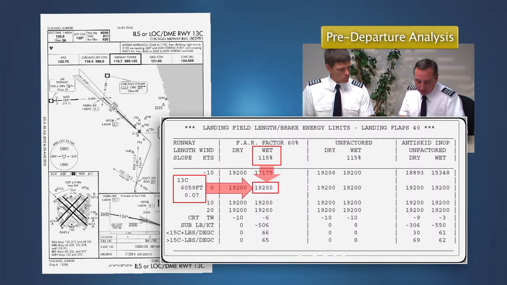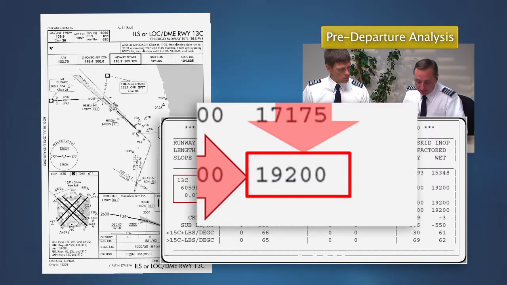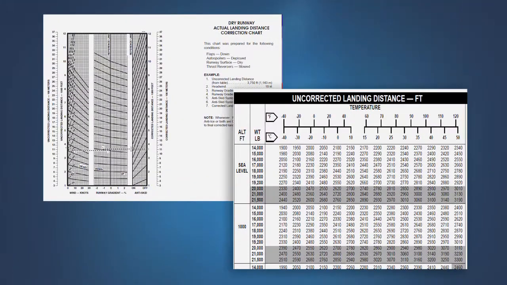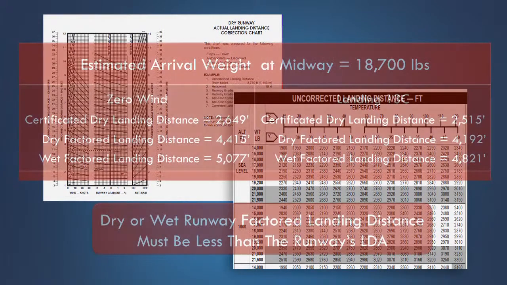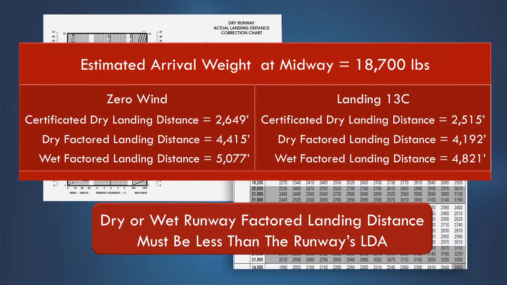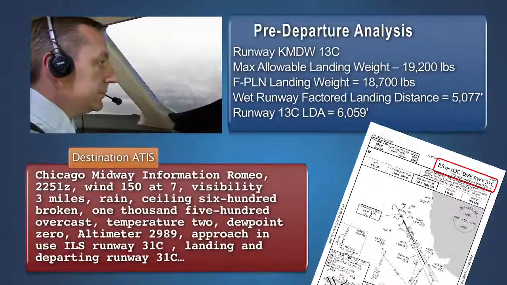The results of this analysis may be presented to the flight crew in the form of a maximum allowable landing weight on a particular runway. For runway 13 center, our maximum allowable landing weight is 19,200 pounds. Another option available is to use the data and procedures provided in the airplane flight manual to determine the dry or wet runway factored landing distance required at the airplane's estimated landing weight. The dry or wet runway factored landing distance, as applicable, must not exceed the runway's landing distance available. This pre-departure planning does not ensure that the airplane can safely land on the runway in use at the time of arrival.